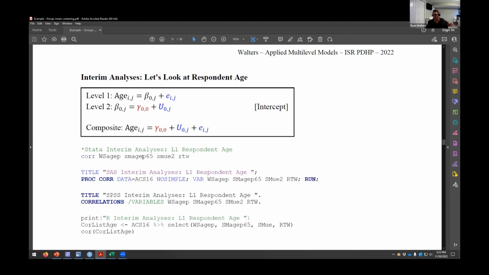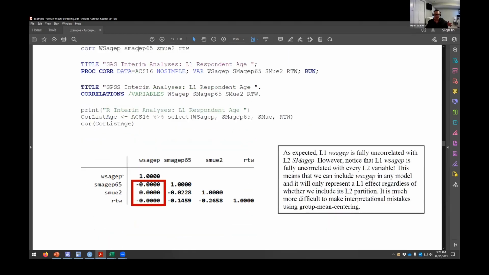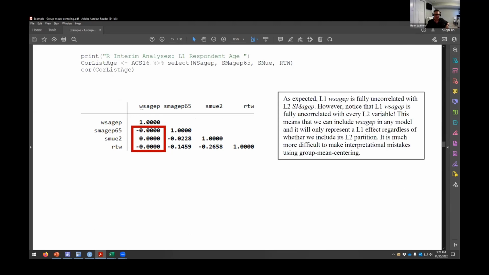We're not going to have to do that here, because once you see the correlation between within state age, which again contains 0 between state variability, you're going to see that its correlation with these 3 variables are 0. What that also means is that its intra-class correlation is 0 as well. And here you go. So within state age is not just fully uncorrelated with state mean age. It is fully uncorrelated with every other level 2 variable in your data set.